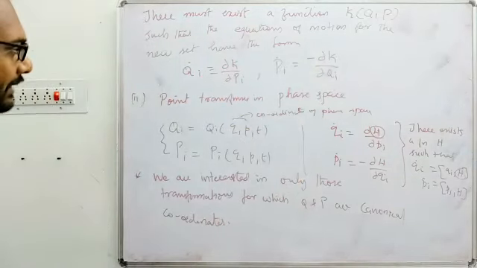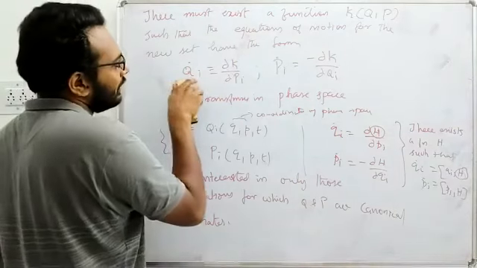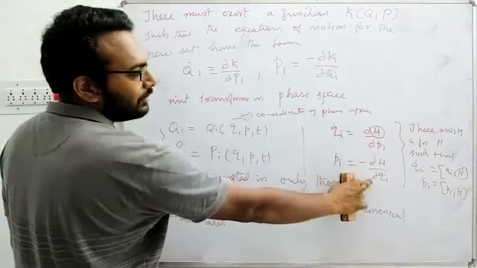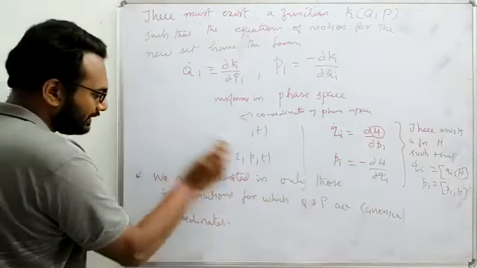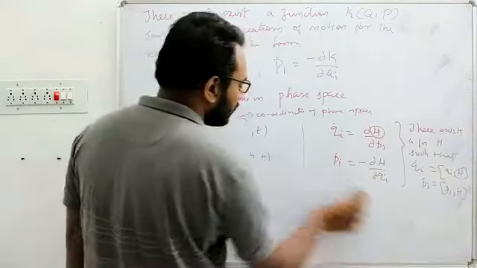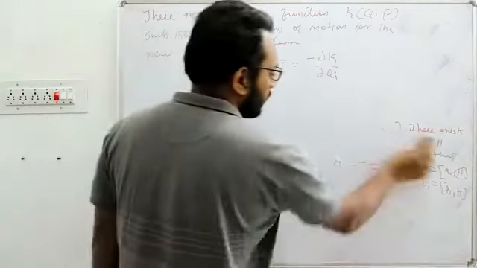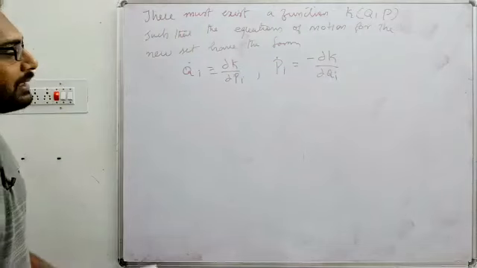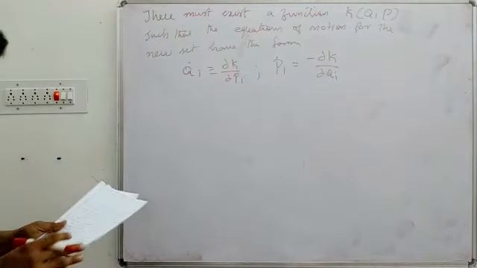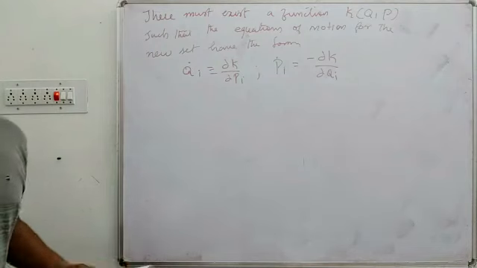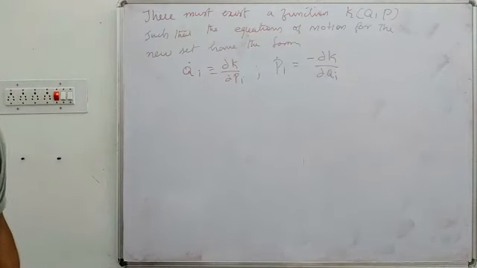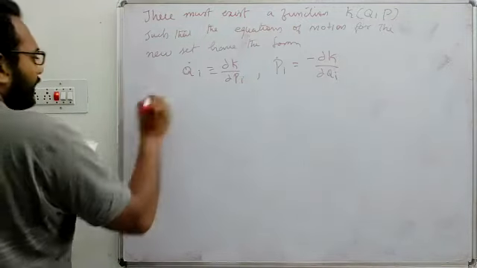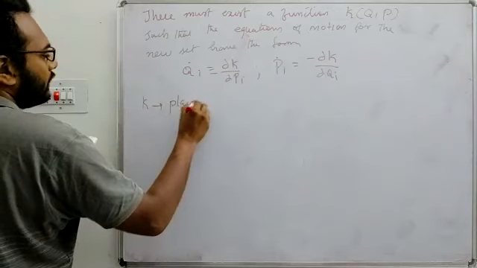Now, if there exists such a function which gives you the evolution of the new coordinates and momenta according to exactly these equations, then we say that our transformation is a canonical transformation. So we are talking about a class of transformations which evolve according to Hamilton's equations of motion. Is that clear? Yes. So this new function K plays the role of a Hamiltonian.